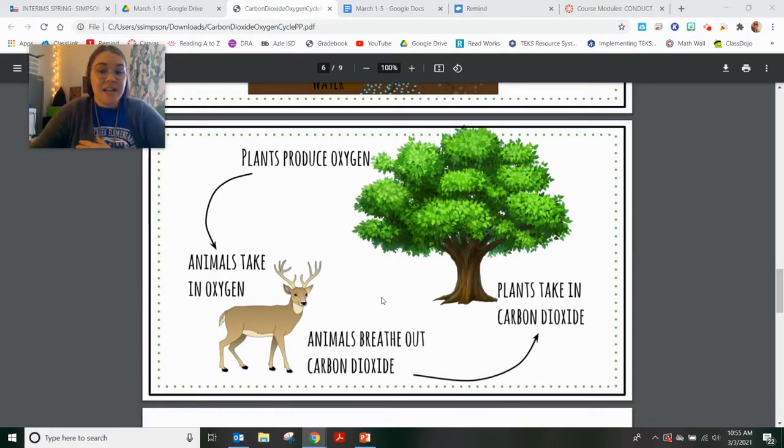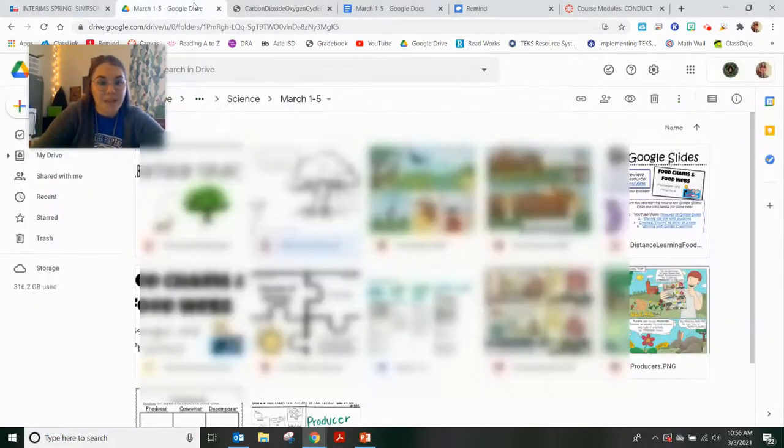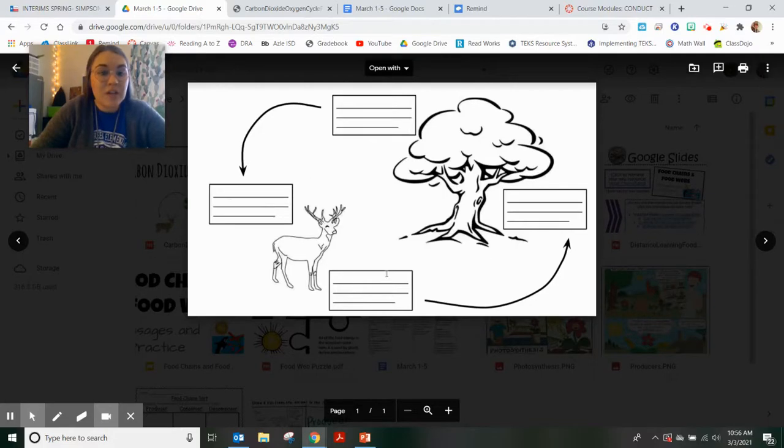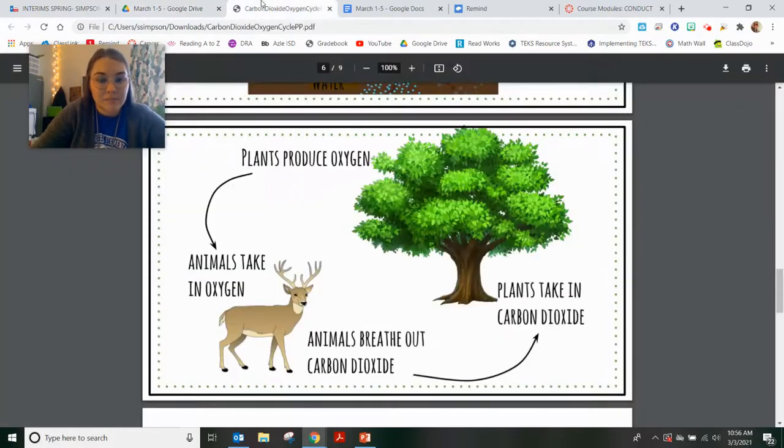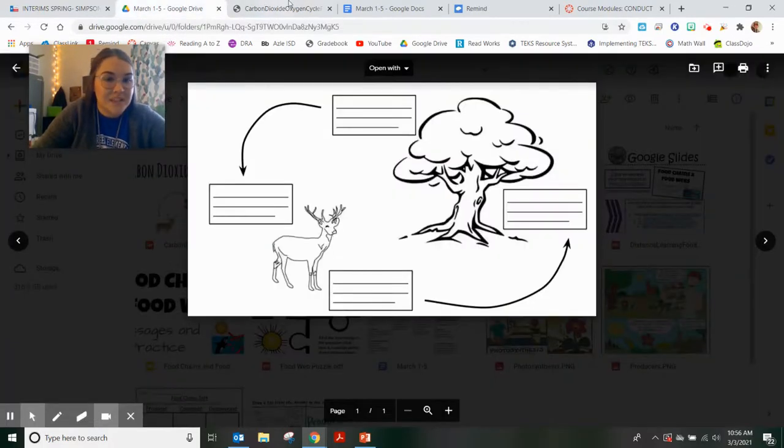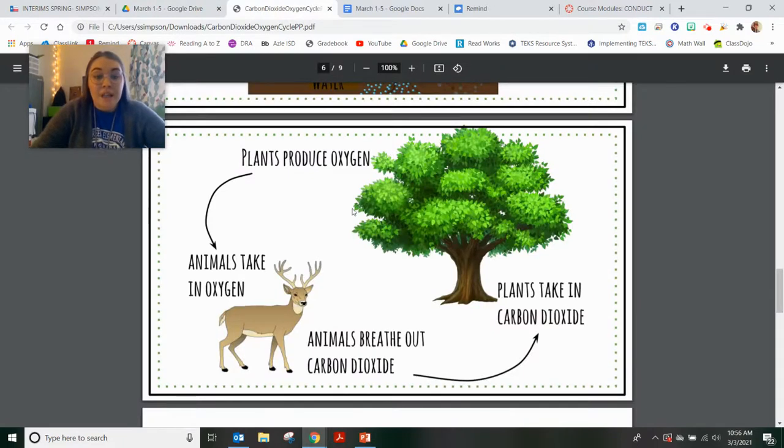So here is a picture of the carbon dioxide oxygen cycle. And I need you to take a mental screenshot of this, or an actual screenshot, because on your assignment today, you have just about the same thing. You are going to have to fill in the blanks. And it's basically the same thing. Mine's just in color.